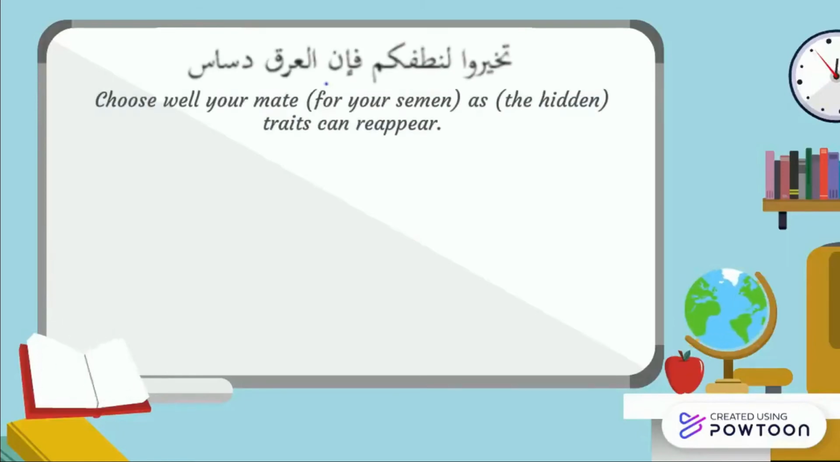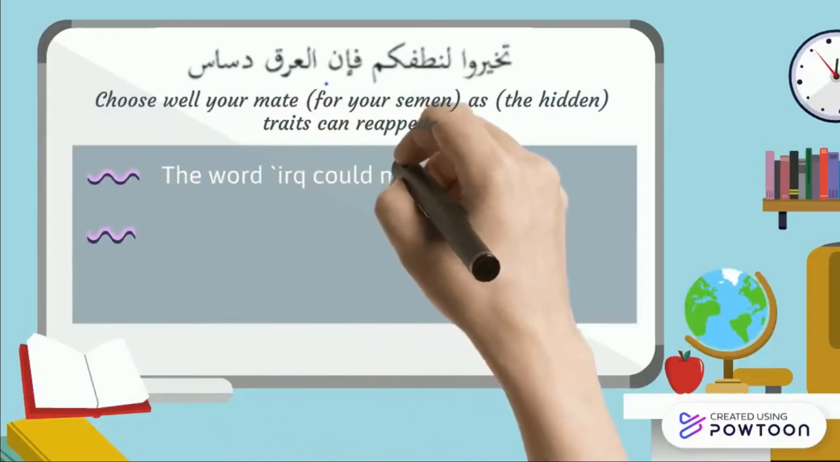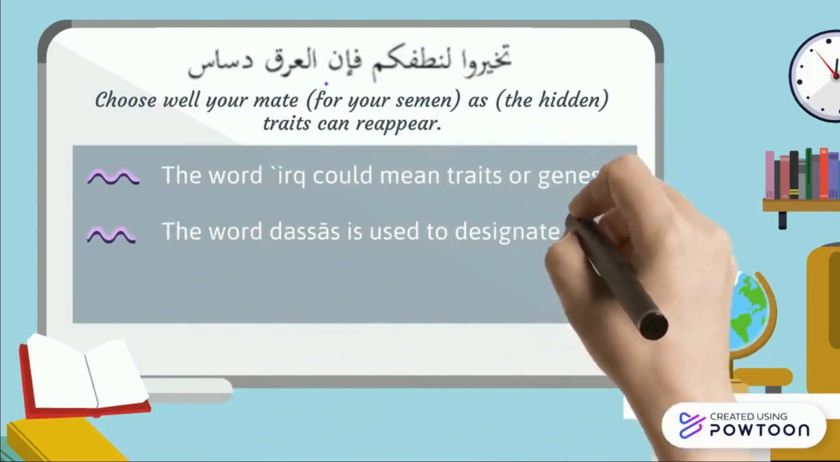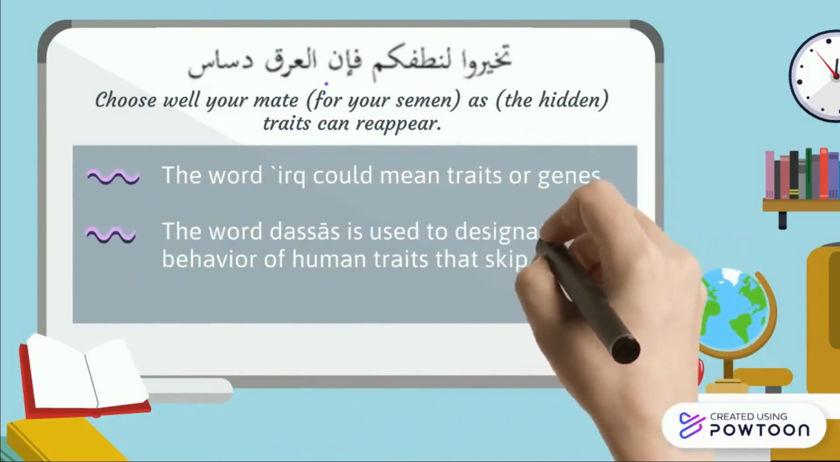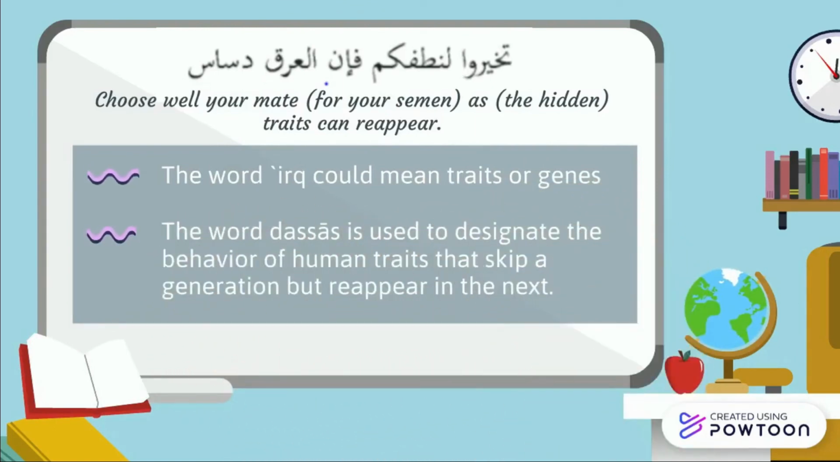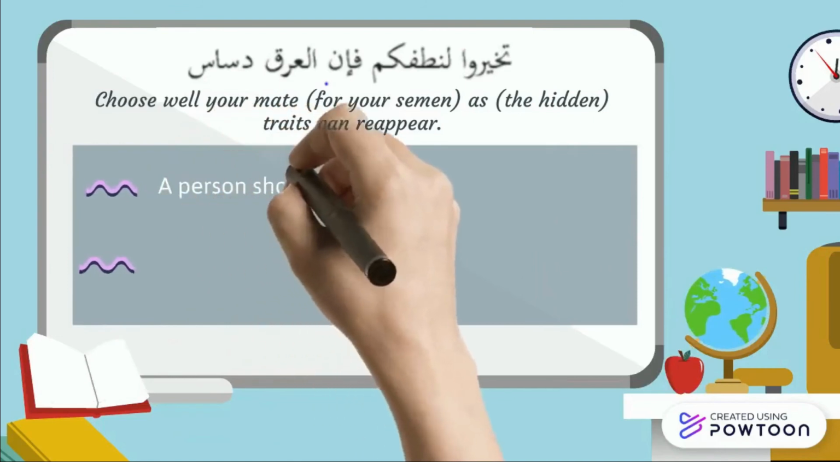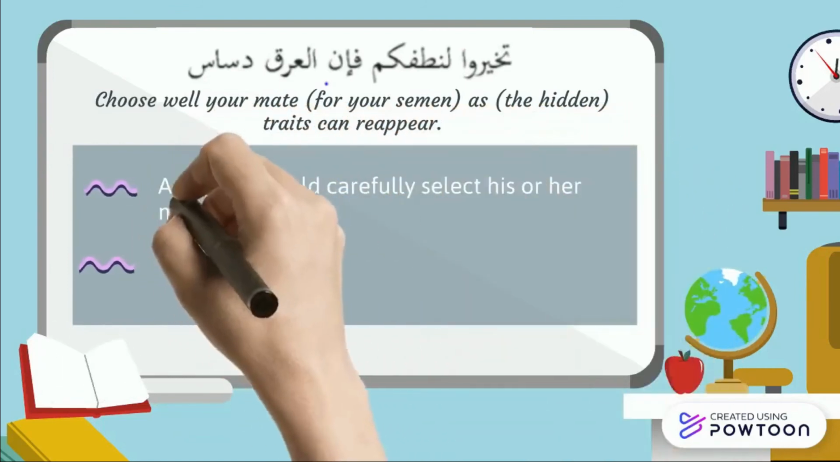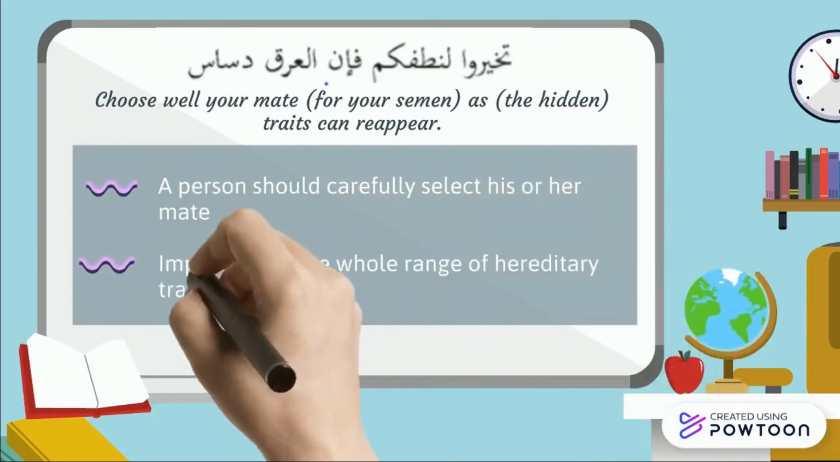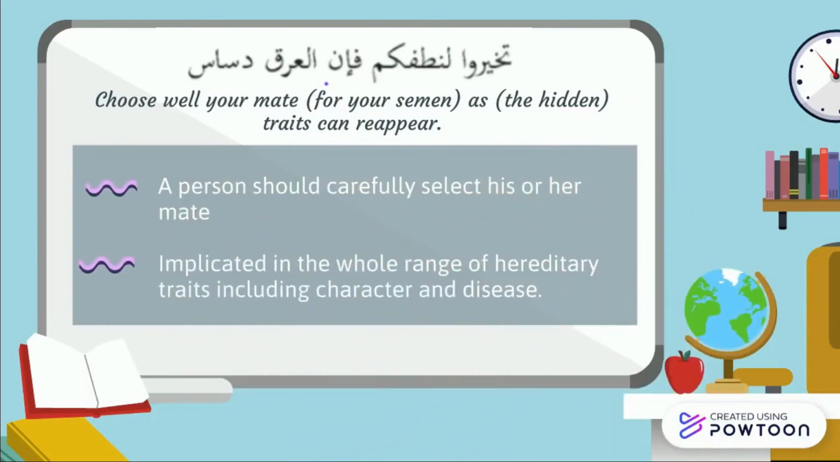In the following hadith, we see that it says to choose well your mate for your semen, as hidden traits can reappear. The word irq could mean traits or genes, while the word dasas is used to designate the behavior of human traits that skip a generation but reappear in the next. Based on this hadith, Prophet Muhammad ﷺ recommended that a person should carefully select his or her mate. This hadith implicates the whole range of hereditary traits, including character and disease.